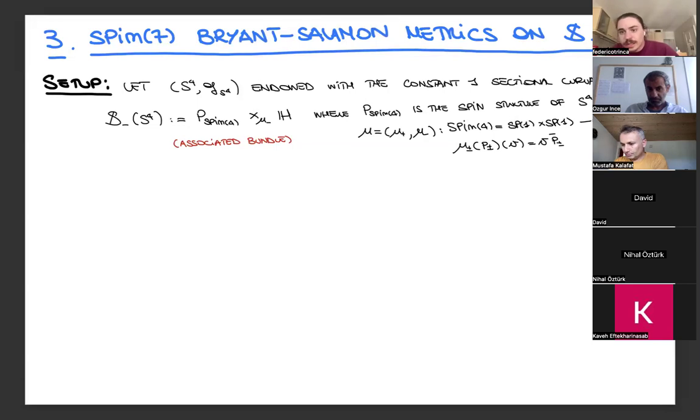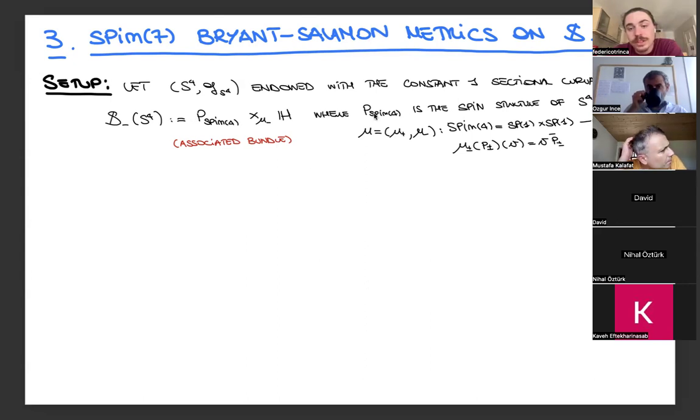So the last Bryant-Salamon example is the one on Spin(7), and if you don't know what a spin manifold is or what a spinor bundle is, don't you worry. We will not really need much. All you need to know is that S4 is just the constant sectional curvature manifold that you are all familiar with, and the negative spinor bundle of S4 is a vector bundle which is constructed by the associated bundle, this associated bundle here.